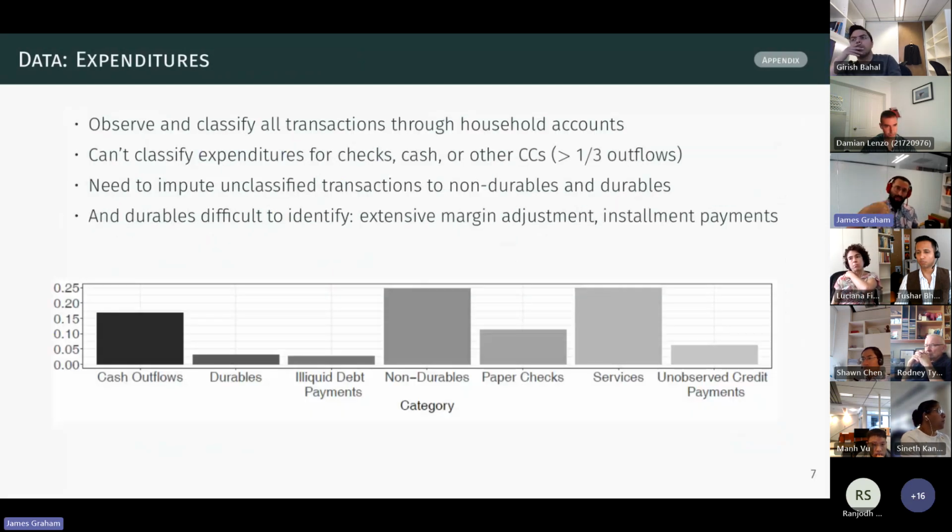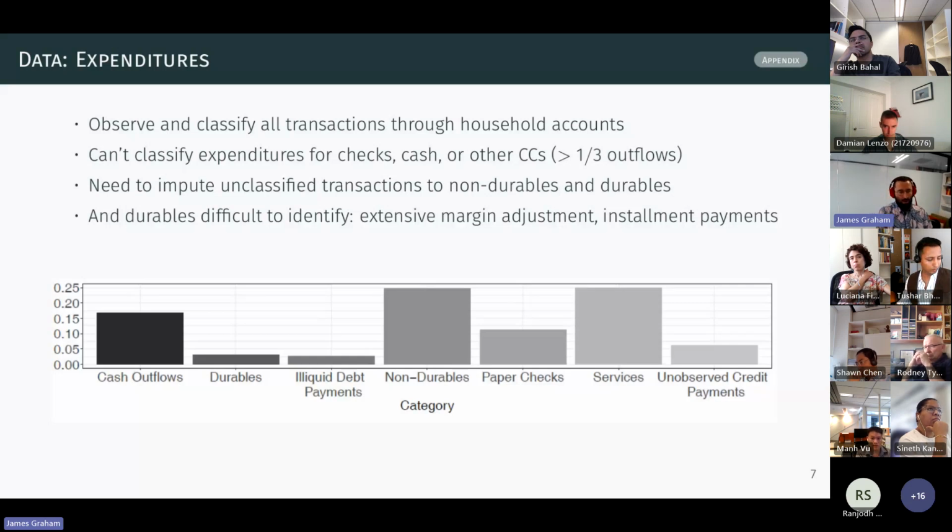Okay, the data that we see in terms of outflows covers quite a few different categories. They're all listed here in this little graph. You can see, for example, that quite a lot of the outflows out of an account go into cash withdrawals. That's the first category. Then things like paper checks, which are inexplicably still common in the US. And finally, unobserved credit payments. This is like payments on a credit card that does not belong to the financial institution that we have. So for all three of these things, we can't actually tell what's being spent. We can't tell the category of spending. We don't know if this is a durable or a non-durable or a service good. Whereas the credit card spending, which might be going towards durables, illiquid debt payments, non-durables, services, and so on, we can see directly. This unobserved stuff is about 1/3 of total outflows.